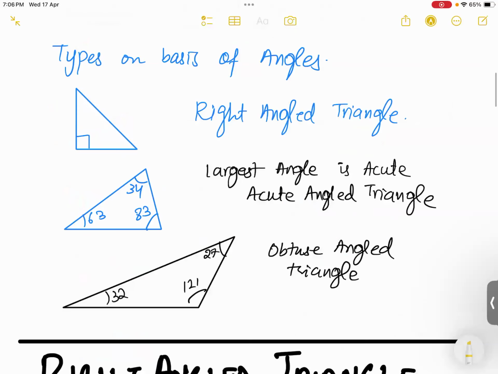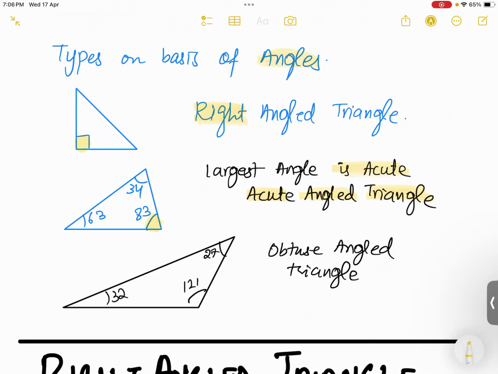In some books, we also study types of triangles on the basis of angles. For example, if you have a 90-degree angle in a triangle, the name of the triangle would be a right-angled triangle. If you have angles available in the triangle, but the largest angle is still an acute angle, the name of this triangle would be an acute angled triangle.